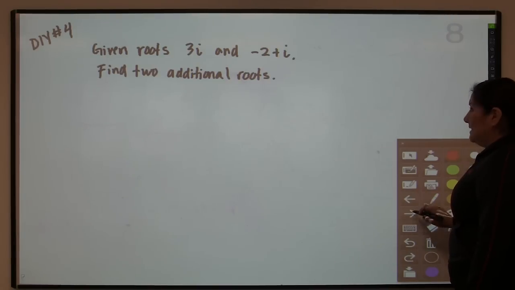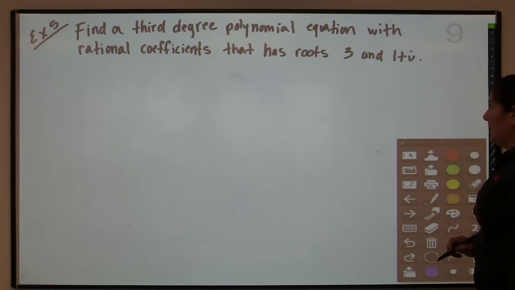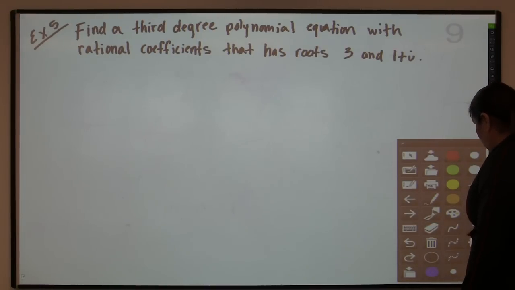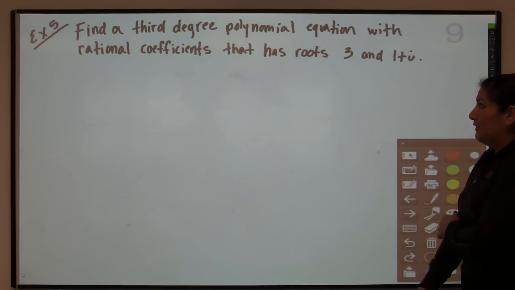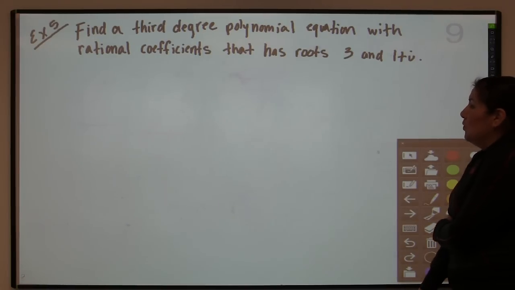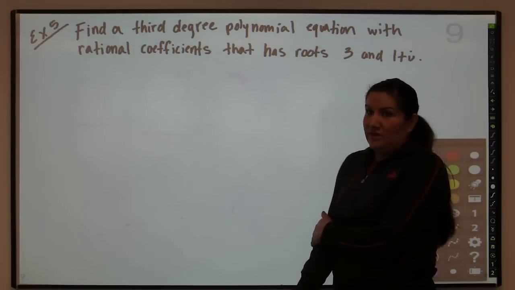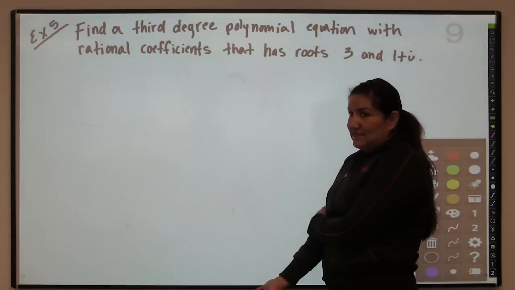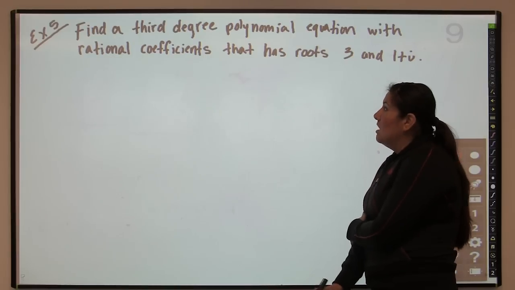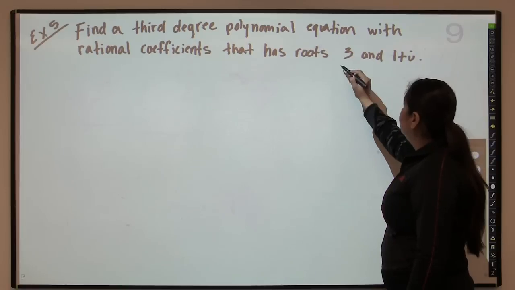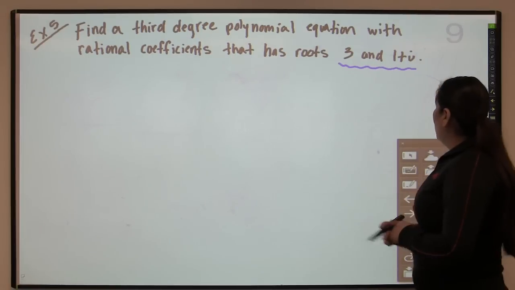And then our last example is this guy. This is probably the most complicated of them all. And so just kind of bear with me here. It wants you to find a 3rd degree polynomial equation with rational coefficients, so the coefficients can't have i's in them and they can't have square roots in them. It's got to be a fraction or an integer that has these roots, 3 and 1 plus i.